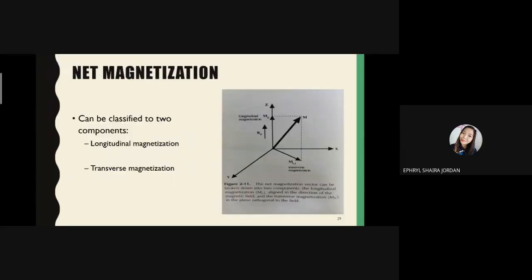Okay, so net magnetization can be classified in two components, longitudinal and transverse magnetization. The net magnetization vector can be broken down into two components. The longitudinal magnetization aligned in the direction of the magnetic field, or the MZ, and the transverse magnetization, or MXY, in the plane orthogonal to the field. Anyway, you just have to familiarize that term. In the long run, we will discuss that.